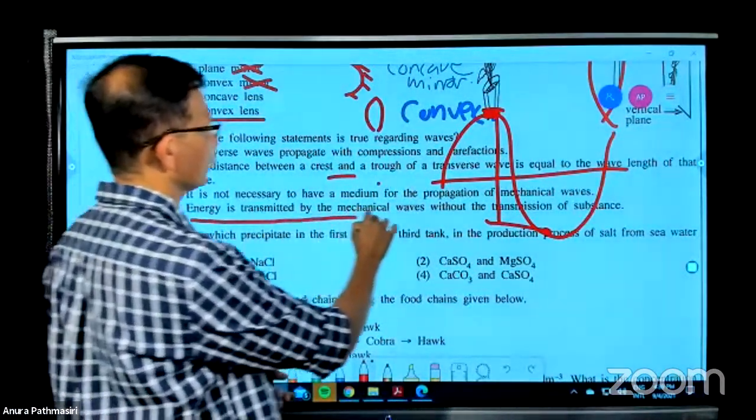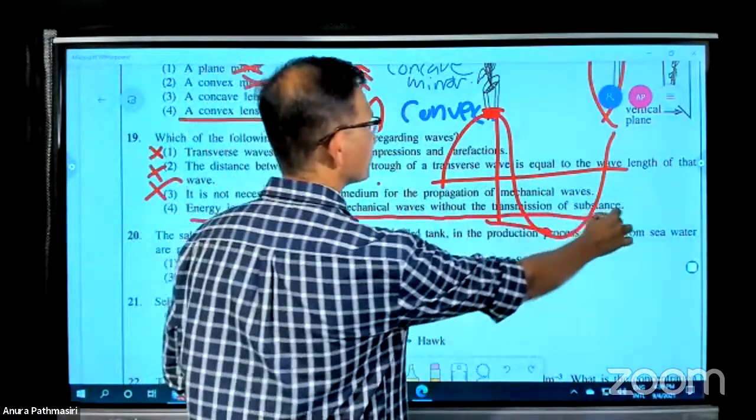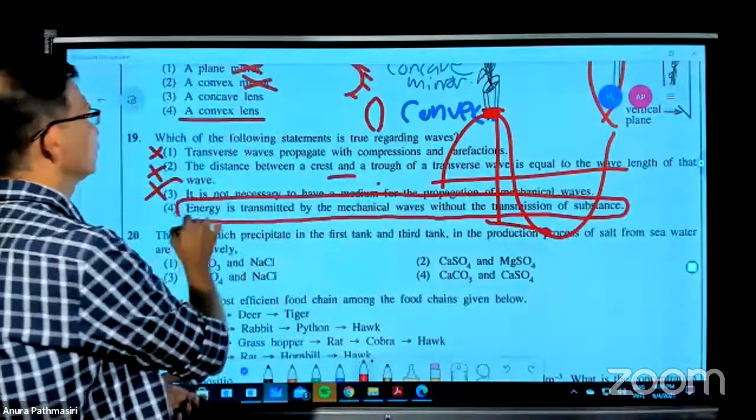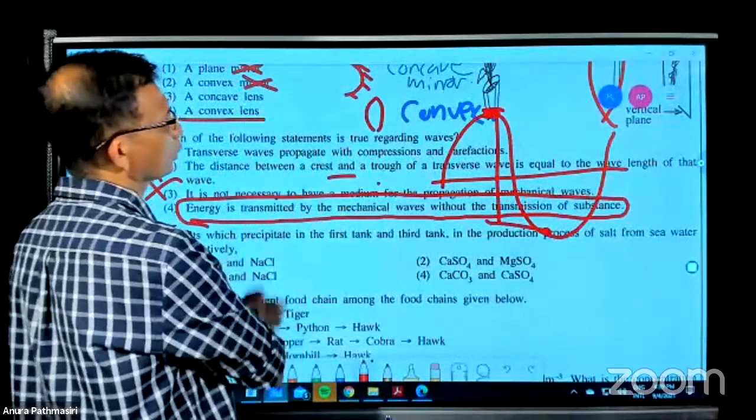Energy is transmitted by mechanical waves without the transmission of substance. What is asked? True regarding waves.